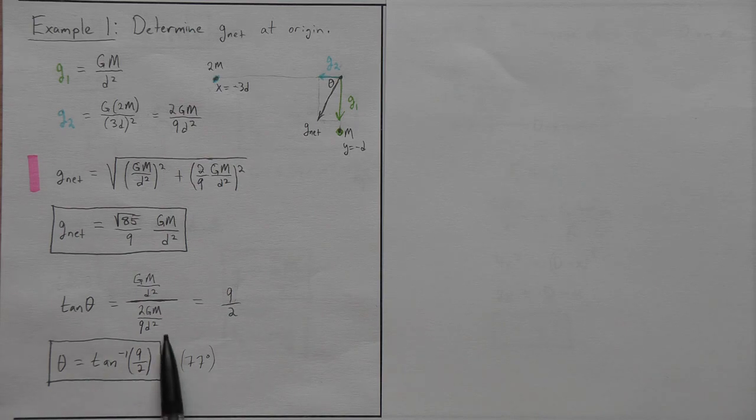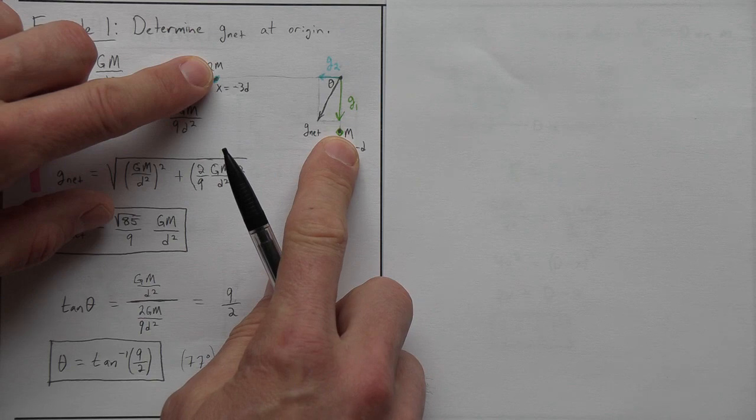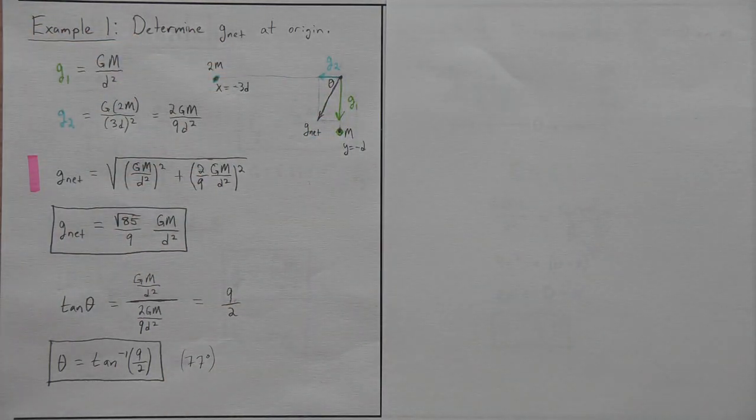This would probably be common, if it came up on a multiple choice, to just leave the answer like that. Of course, you could always punch it into your calculator, get 77 degrees. But a lot of times on multiple choice, they leave answers like that. So there's an example of having to use the Pythagorean theorem, a vector sum, when the two objects are creating fields 90 degrees to each other.